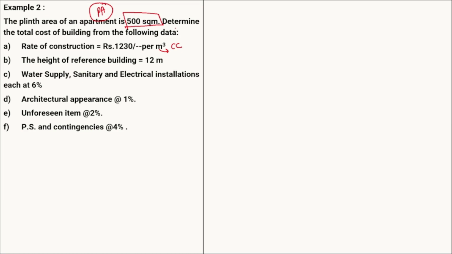What is our first step? First step is your rate of construction. Now always remember, this is the step where we are going to know which method to follow depending upon the given data. Now our rate of construction is given in the cubical content, that is rupees per meter cube. Okay, so our rate is given in rupees per meter cube, that is a cubical content rate. But for our apartment only the area is given, that is meter square.